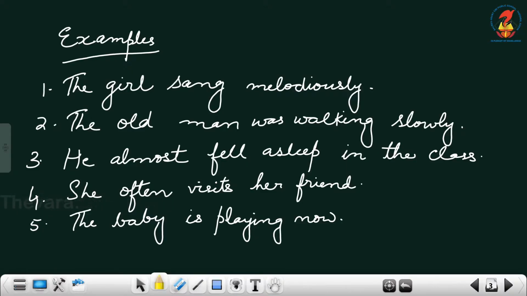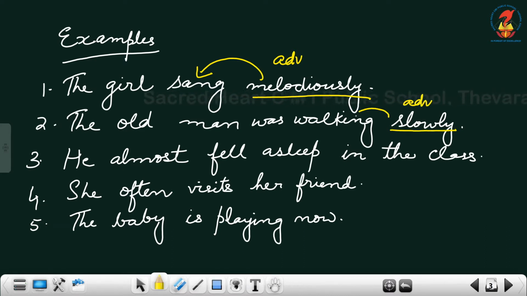A few more examples. Let's try to find out which are the adverbs in the given sentences. The girl sang melodiously. How did she sing? Melodiously. This is the adverb. It is adding meaning to this verb sang. The old man was walking slowly. Again, this is the adverb and it is adding meaning to the word walking. How was he walking? Slowly.